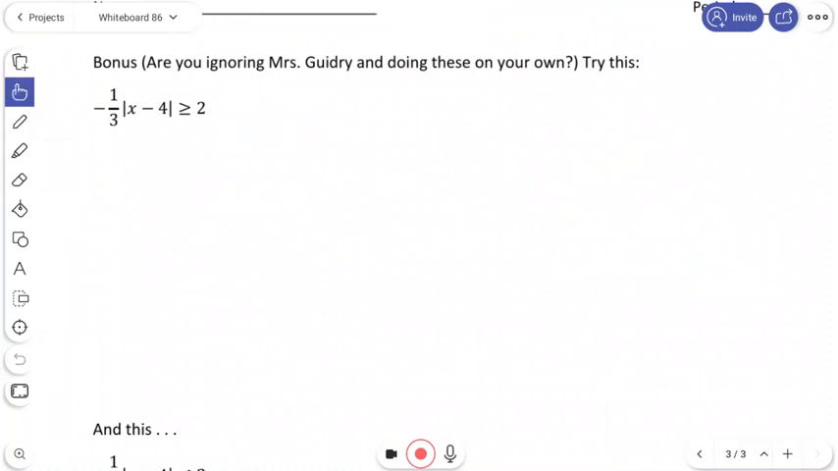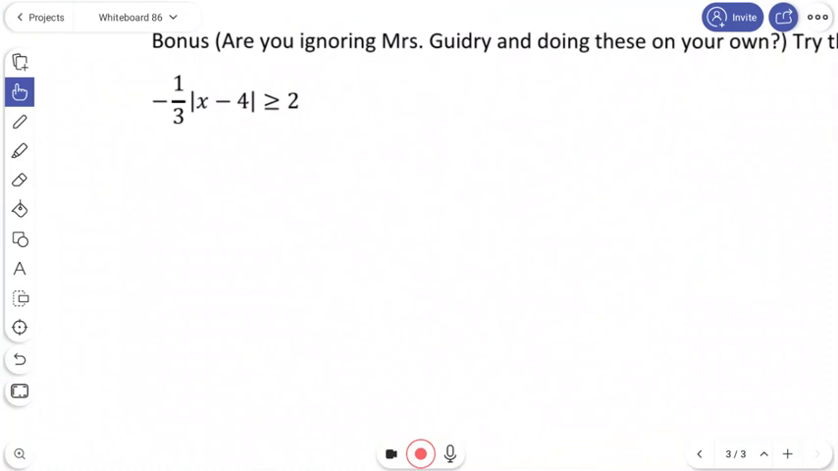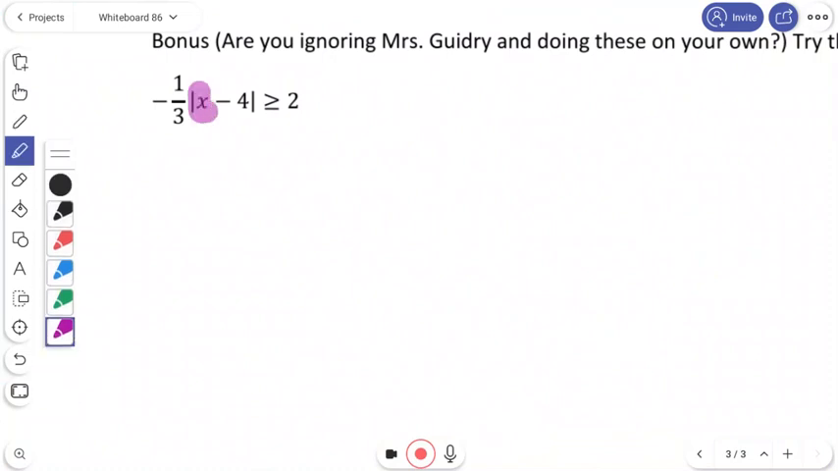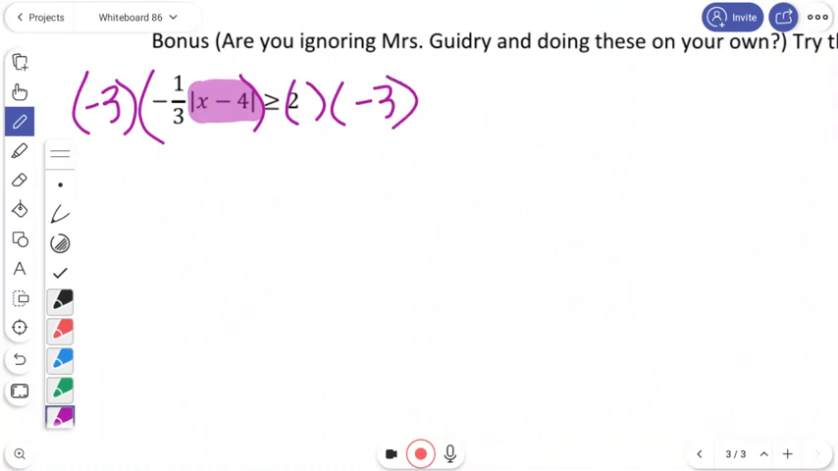Let's try this. If we have negative 1/3 times the absolute value of x minus 4 is greater than or equal to 2, our absolute value is not isolated yet. We're being multiplied by negative 1/3 right now. So in order to clear that negative fraction, we need to multiply by its reciprocal, which is negative 3. Whatever I do to the left side, I've got to do to the right side. I end up with the negative 3 times negative 1/3 reducing, and we get absolute value of x minus 4.